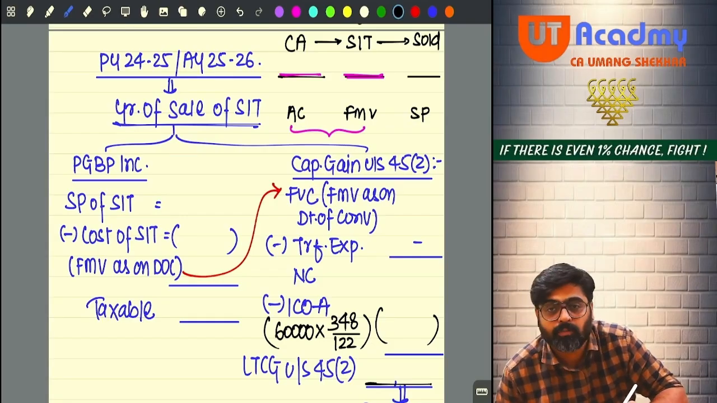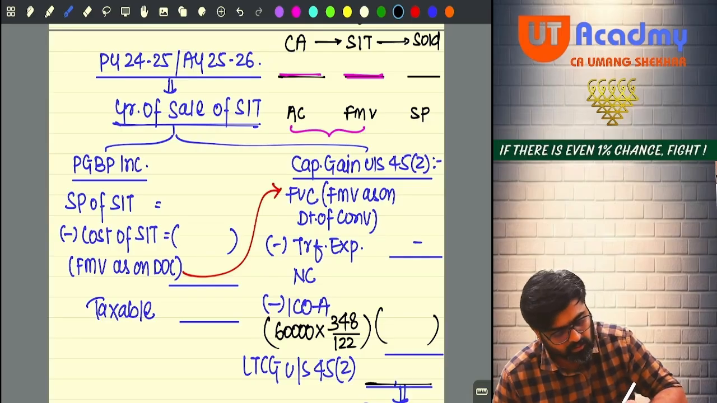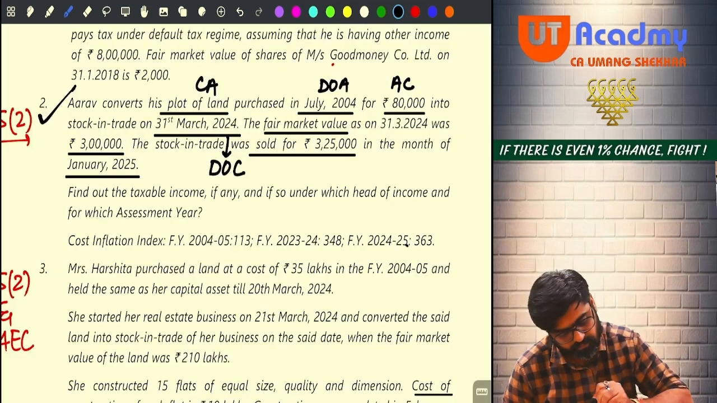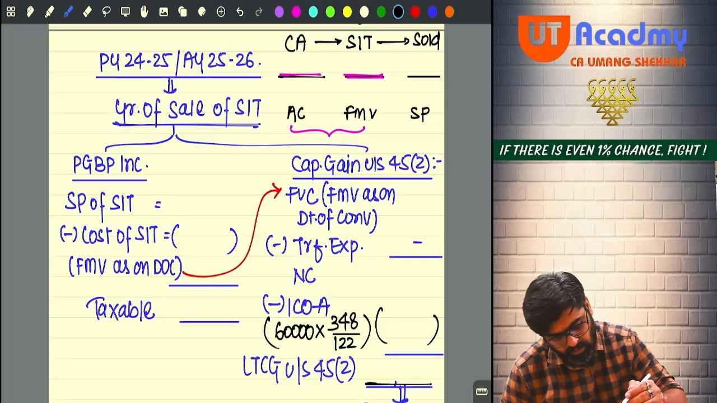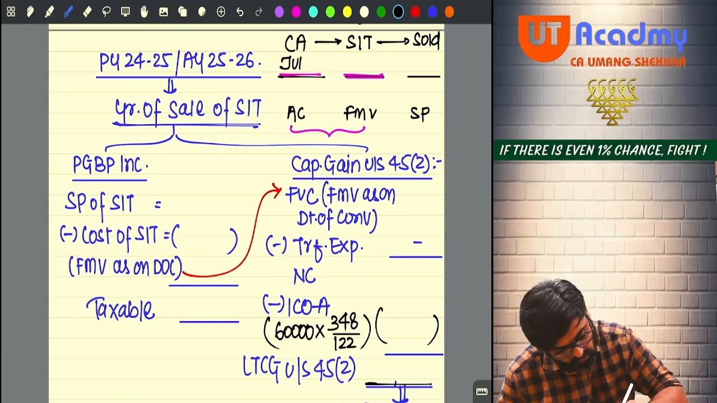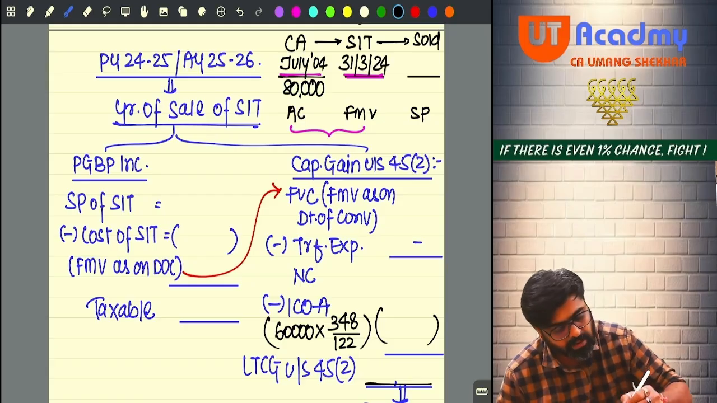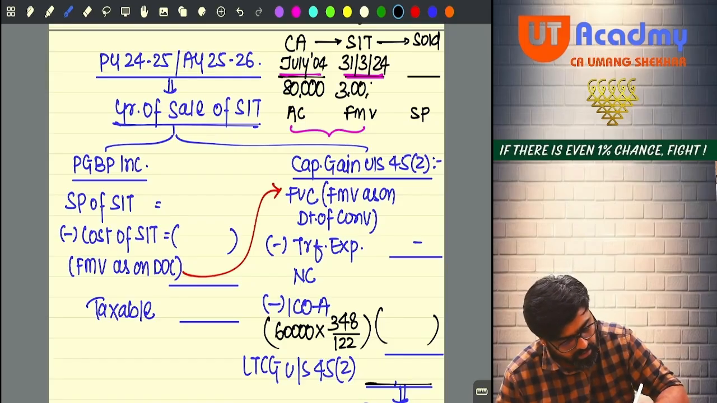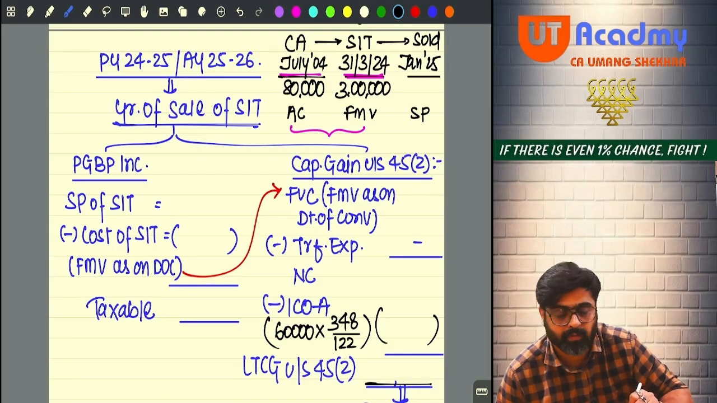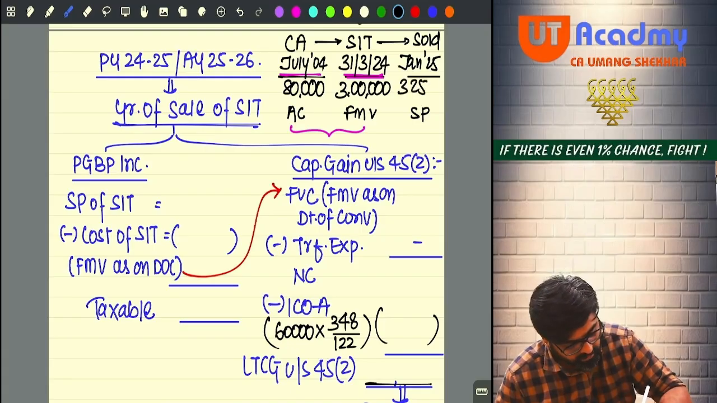So tell me. Capital asset was plot of land. Okay, now the capital asset is identified. It is a plot of land. The asset was acquired in July 2004 for 80,000. Converted into stock in trade on 31st March 2024. As on that day, the fair market value was 3 lakhs. And it was sold in January 25, meaning previous year 24-25, for 3,25,000. That's it.